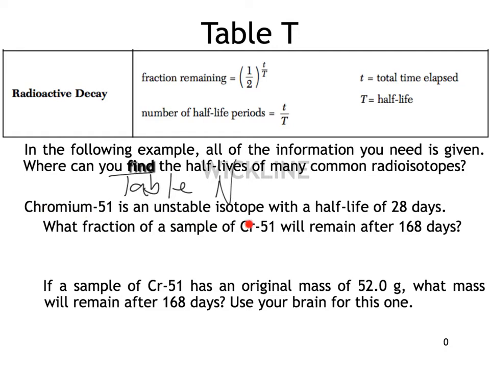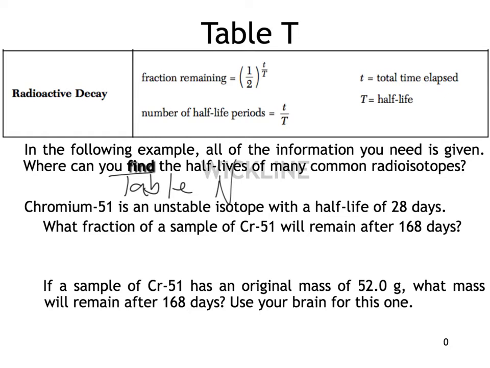Second question. Chromium-51 is an unstable isotope with a half-life of 28 days. So if I'm giving you the half-life, the assumption is that it's not on Table N. But so chromium-51 is 28 days half-life, and the sub-question is, what fraction of a sample of chromium-51 will remain after 168 days.